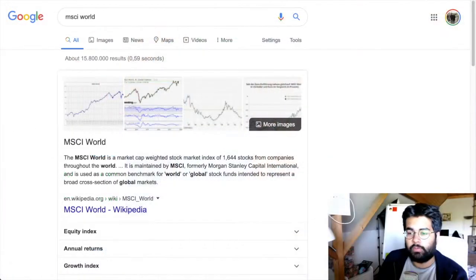Now if you would just Google it, you would see that the MSCI World is a market cap weighted stock market index of 1,644 stocks from companies throughout the world. This diversifies all of the risks that you would have otherwise in a really crazy way. So this is actually really nice.